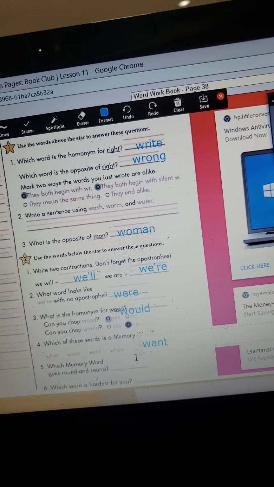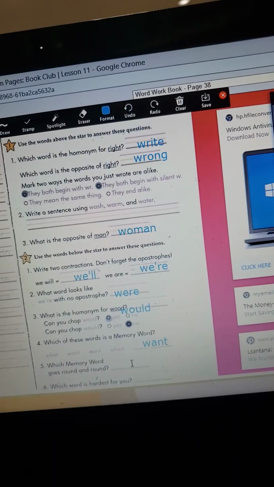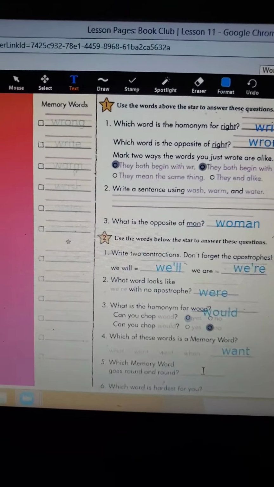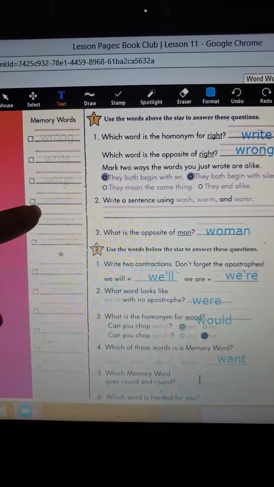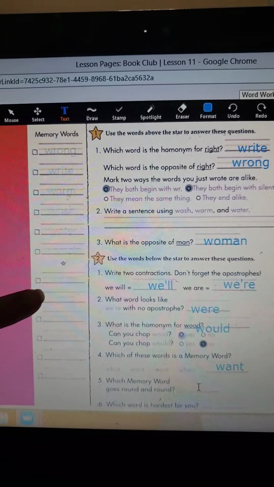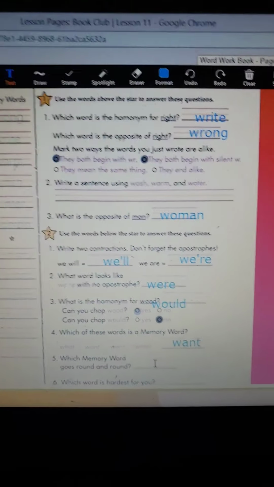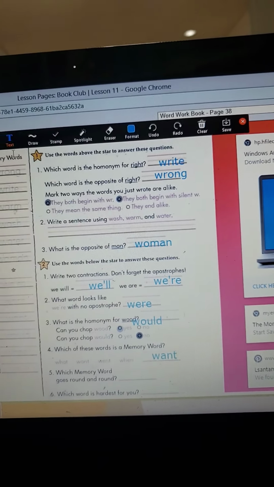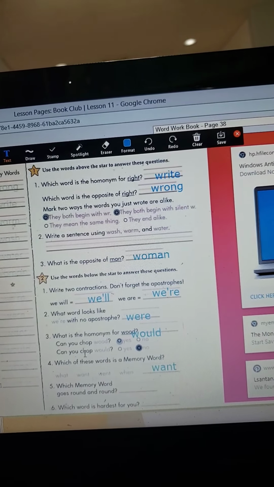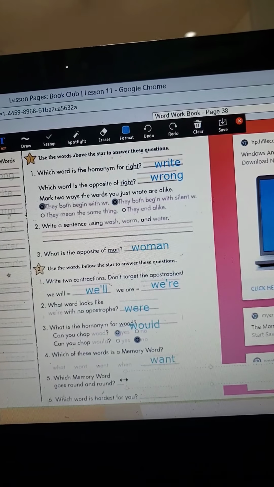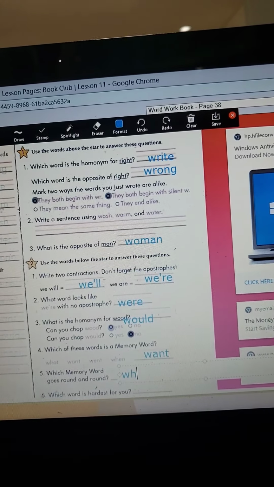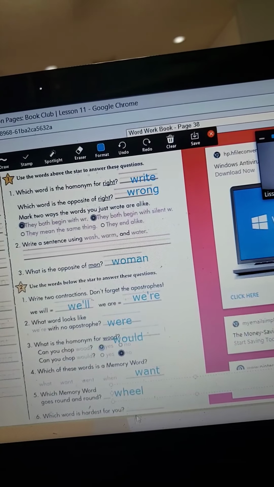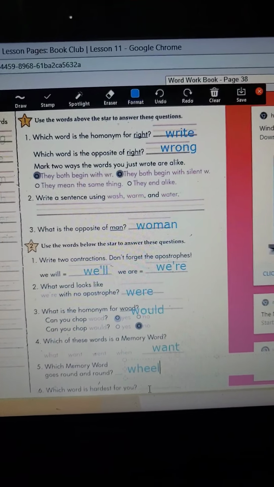Okay, good. Which memory word goes round and round? Let's see. We have the words wrong, right, warm, wash, water, woman, were, want, would, wheel. The wheels on the bus go round and round, right? Wheel is what goes round and round. So write the word wheel. WHEEL means the wheel that goes around and round. Which word is the hardest for you? Well, then that's something you're going to have to do on your own. Okay, so that's page 37.